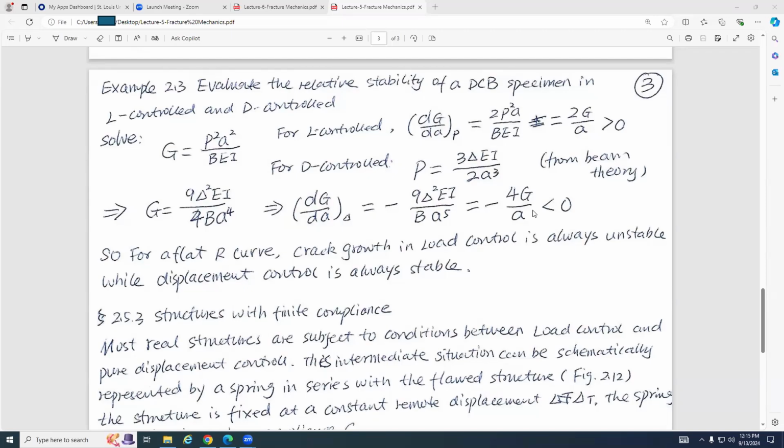If it goes this way, at this point where G equals R, it will grow a little bit and then stop. Why? Because G is decreasing. If I have a new crack length, call it A1, then at this A1, R is greater than G, so the crack stops.